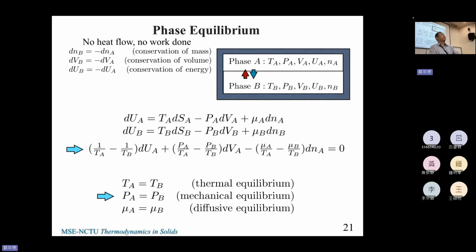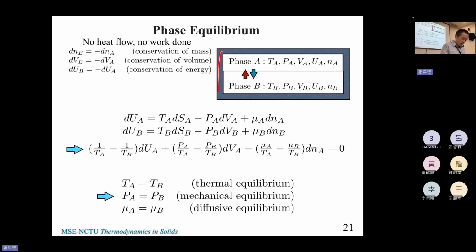3 minutes. 加油。Next one, phase equilibrium. Because we talk about equilibrium, we talk about Gibbs free energy. So typically, we're going to minimize the Gibbs free energy and to see if the material is in equilibrium or not. So now we're going to see phase equilibrium.